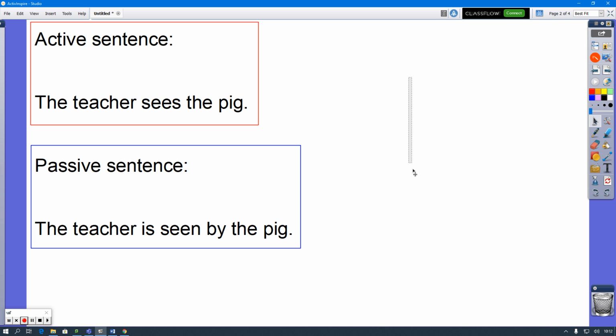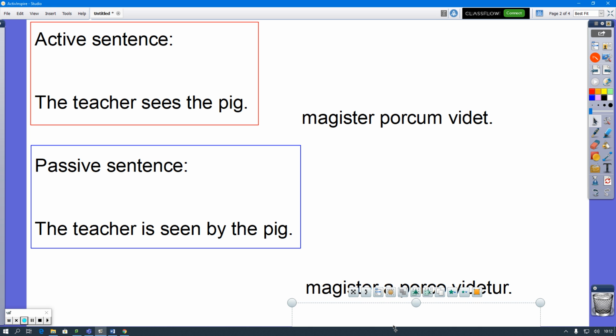If we look at those sentences in Latin, they become this. So the teacher sees the pig. The teacher is the subject, sees is the verb, and then the pig is the object at the end. The teacher sees the pig, magister porcum videt, subject, object, verb.